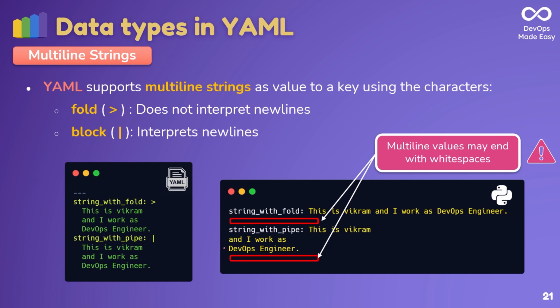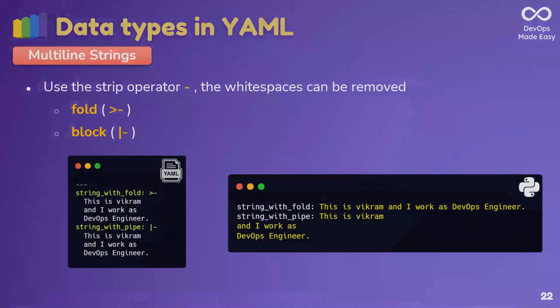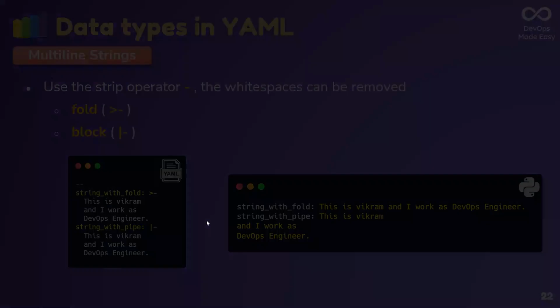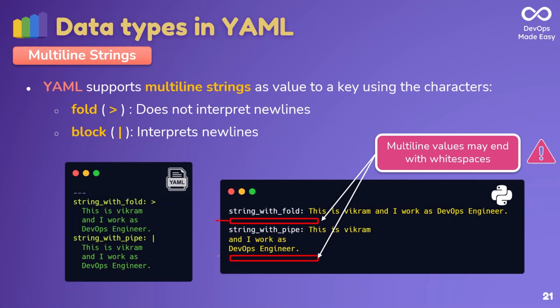There is a way of deleting these white spaces. It is simply putting a hyphen after that character. You should not put the fold or block character, then some space, and then a hyphen. No, they have to be side by side, like this. Once you do this, after printing this key value pair, there won't be any white spaces or new lines. They will be printed without any. If you go back to the previous one, you can see that there is a new line printed.